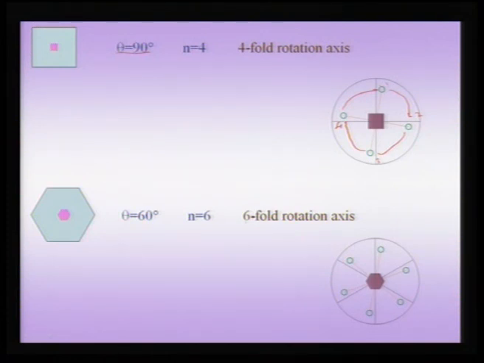And a six-fold rotation axis has a rotation of 60 degrees associated with it, and like before, it leaves 6 distinct points in space. Starting with 1, I get 2, which is rotated to 3, which is rotated to 4, which is rotated to 5, which is rotated to 6, and this can be understood by taking a hexagon.